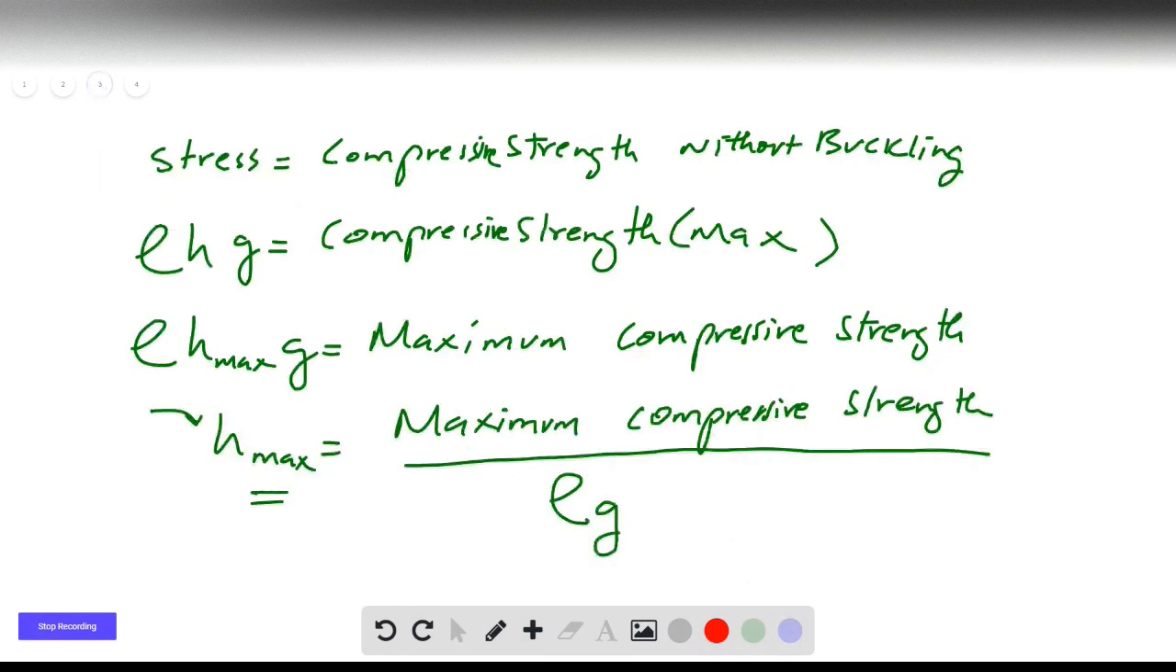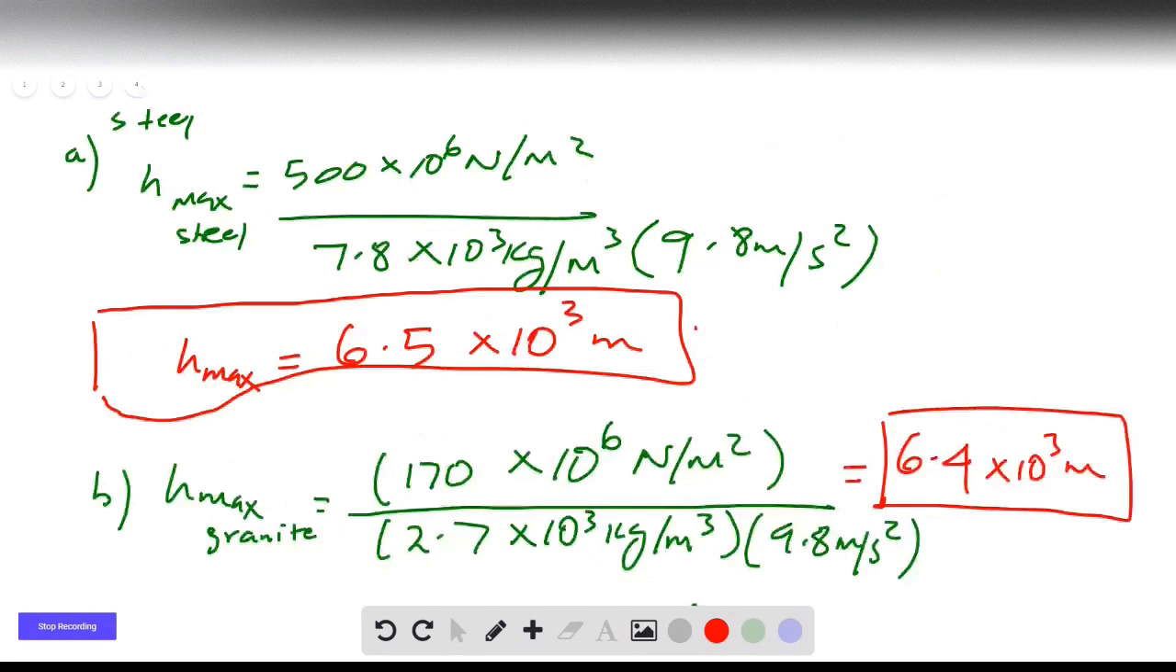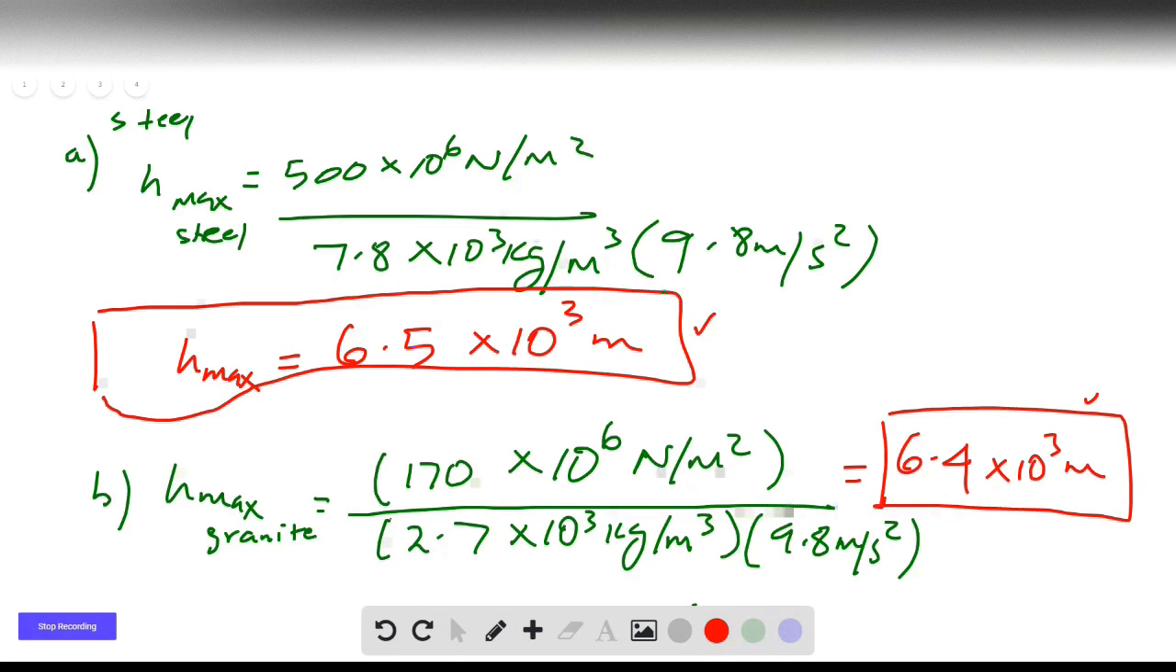And once we've defined the stress, we can equate that to the compressive strength and come up with a formula for the maximum height, which is maximum compressive strength over rho g. And that way we're able to simplify and determine the maximum height for steel, 6.5 times 10 to the 3 meters, and the maximum height for granite, 6.4 times 10 to the 3 meters.